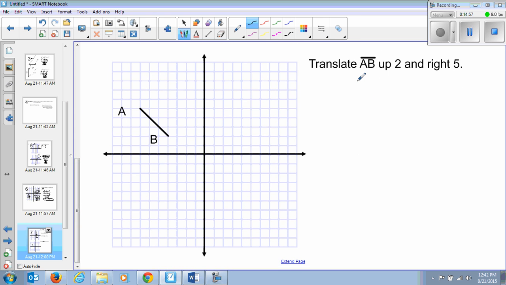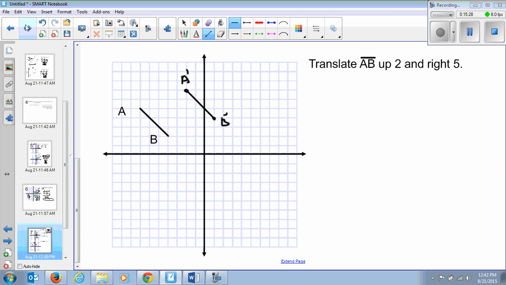Sometimes we may have situations like this where we want to go up 2 and right 5. So here's A. From A, I want to go up 1, 2, and right 1, 2, 3, 4, 5. There's where A is going to be located after the translation. For B, we go up 1, 2, over 1, 2, 3, 4, 5. There's where our new B is going to be located at. And we can make these into a line. Boom, line segment, I should say.